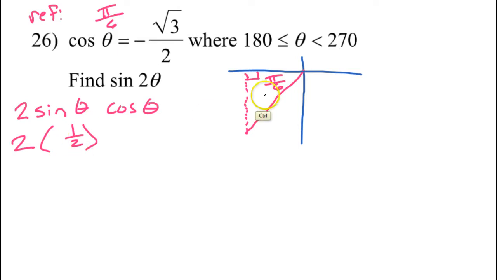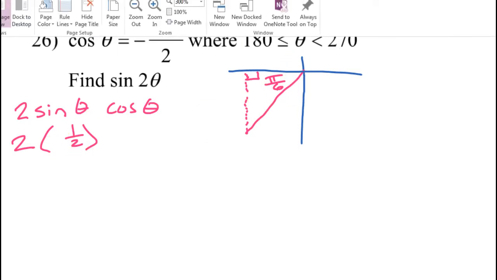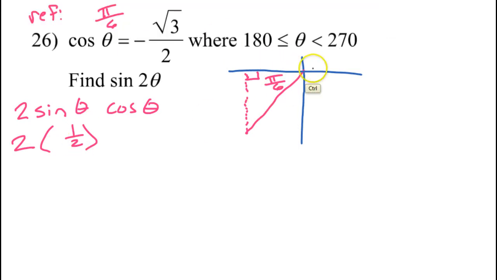And that just depends on the quadrant. Because the reference angle is pi over 6, but the actual angle is this. Okay, because of the reference angle, I know it's going to either be 1/2 or negative 1/2. And in the third quadrant, sine is negative. So we'll say negative 1/2.